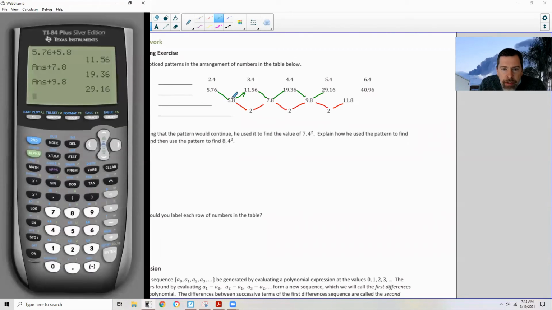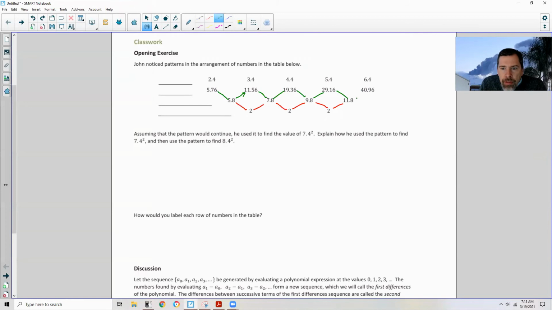We're just adding. So the difference, this is a difference. 11.56 minus what gives us that? So then 29.76 plus 11.8 is 40.96. So this gave us that. Okay, so for starters, we're starting out with numbers 2.4, 3.4, 4.4, 5.4, 6.4. They're just adding 1. So we're given numbers. Okay, so we'll just say that, well, here's the starting number. All right. And how did we get from 2.4 to 5.76? How did we get from 6.4 to 40.96? These values are increasing. This is more than double that.